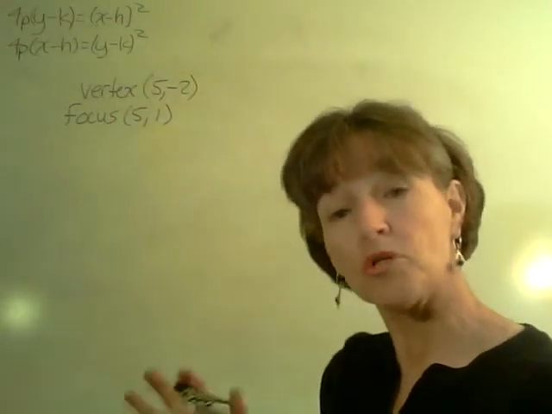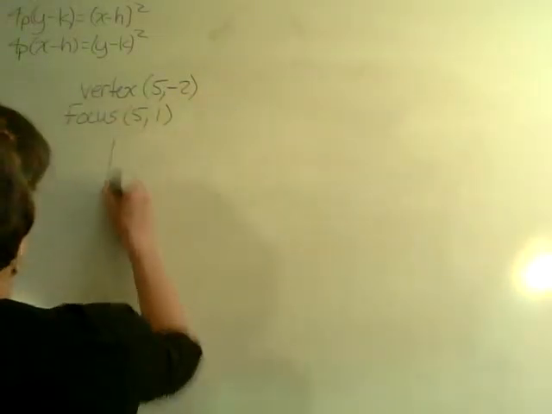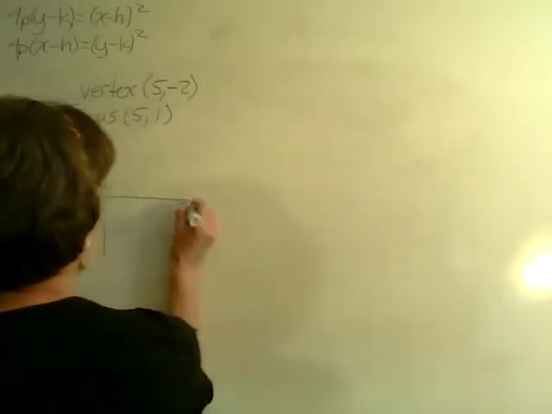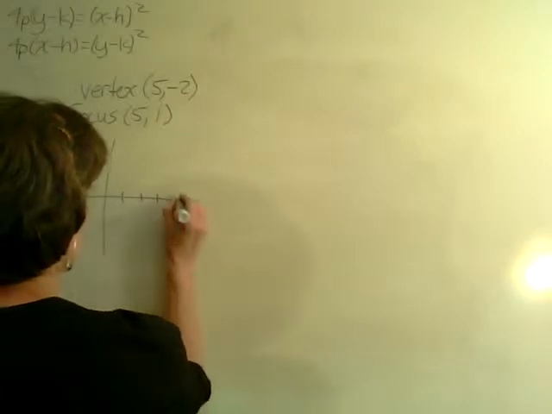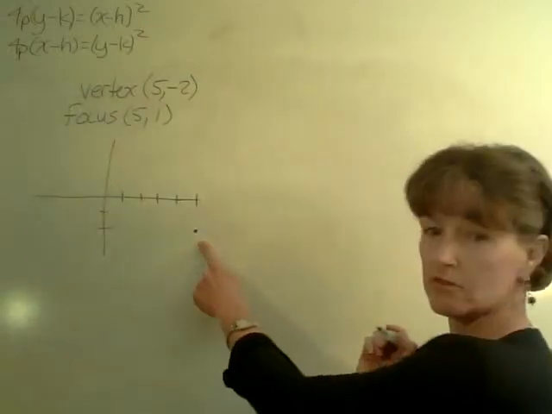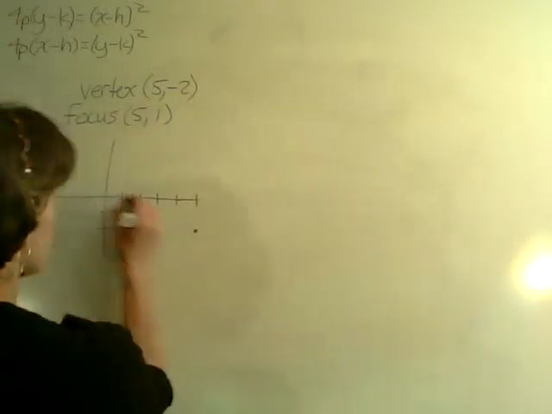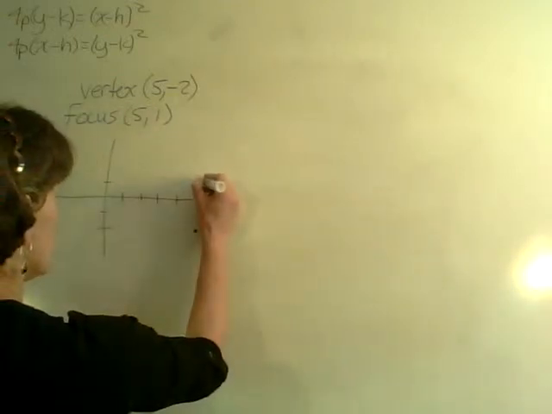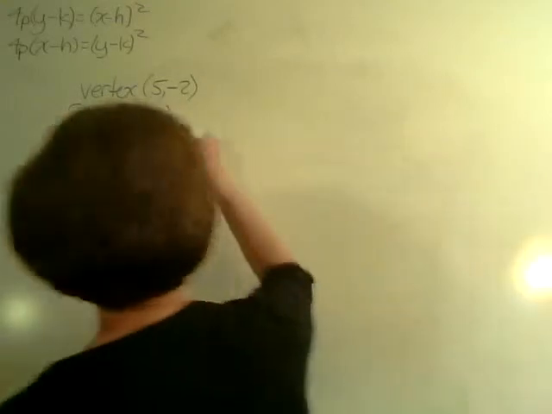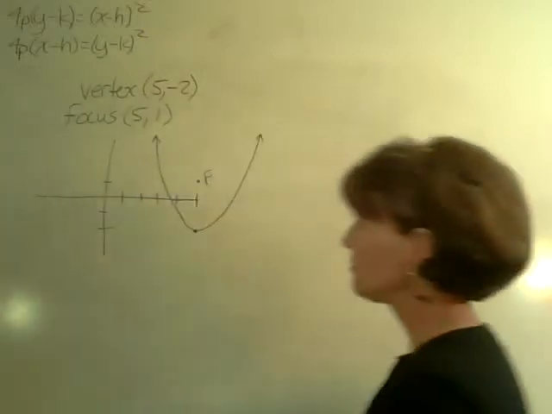So what I'm going to do is a quick sketch just to see how my parabola is going to be turned, and I can tell that with the focus and the vertex. My vertex is (5, -2): 1, 2, 3, 4, 5, then 2 units down, so that's right here. That's my vertex. My focus is (5, 1): 1, 2, 3, 4, 5, up 1. So this parabola is turned up.